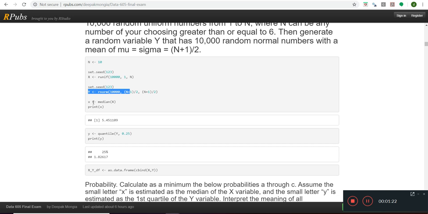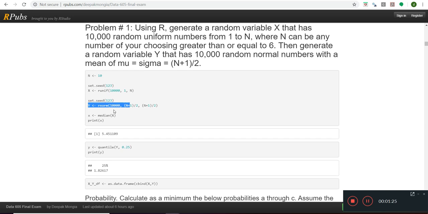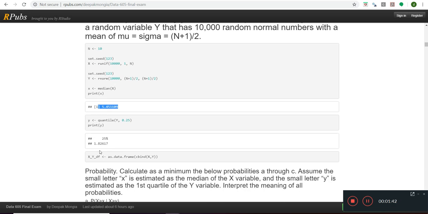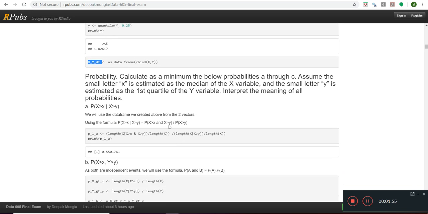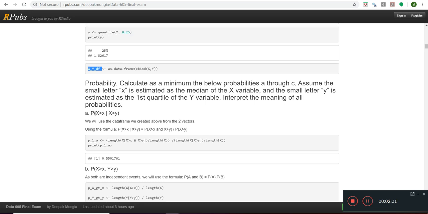Here I've calculated the median of x, that is my uniform numbers. It comes out to be 5.45, and then the first quantile of the y, which is my random normal numbers, comes out to be 1.826. So now I've created a data frame out of both x and y, and I've called it xydf, and I'll be using it further.